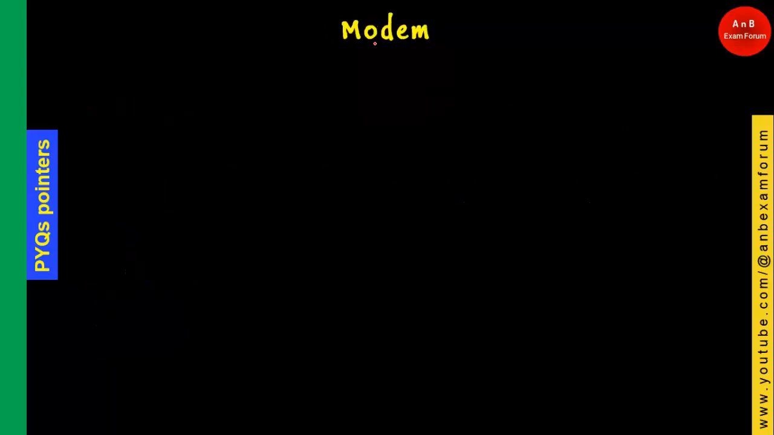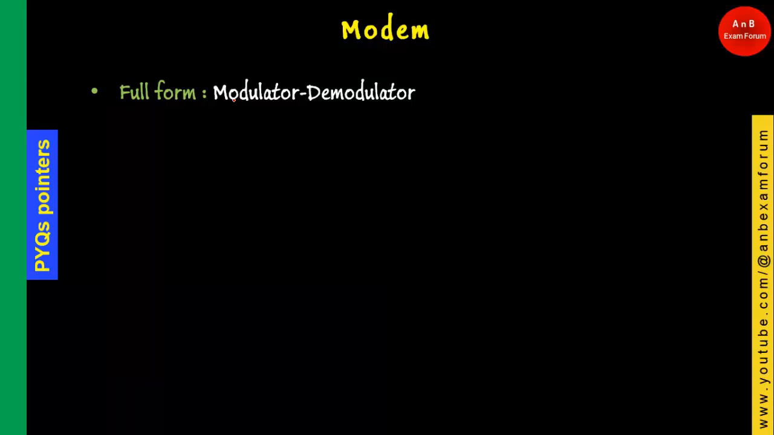The next one is a modem. From exam point of view, you should know the full form. It is modulator and demodulator. So MO from modulator, and DEM from demodulator. So modulator and demodulator.